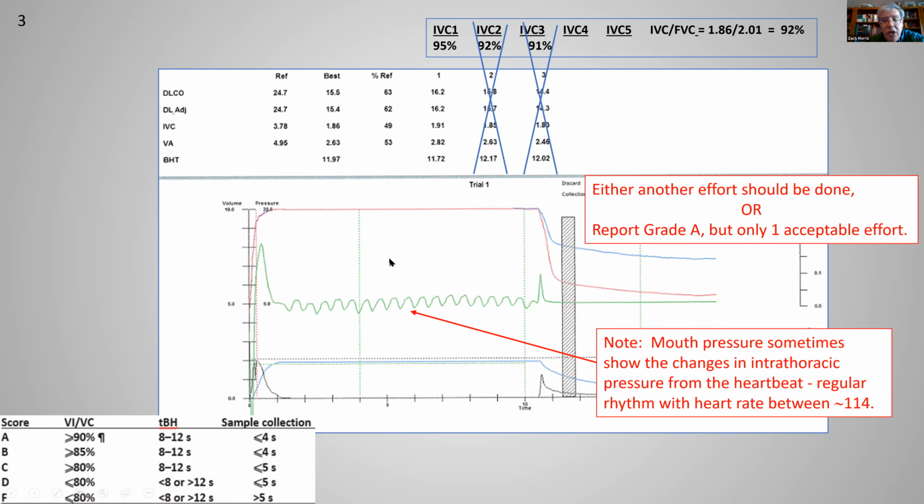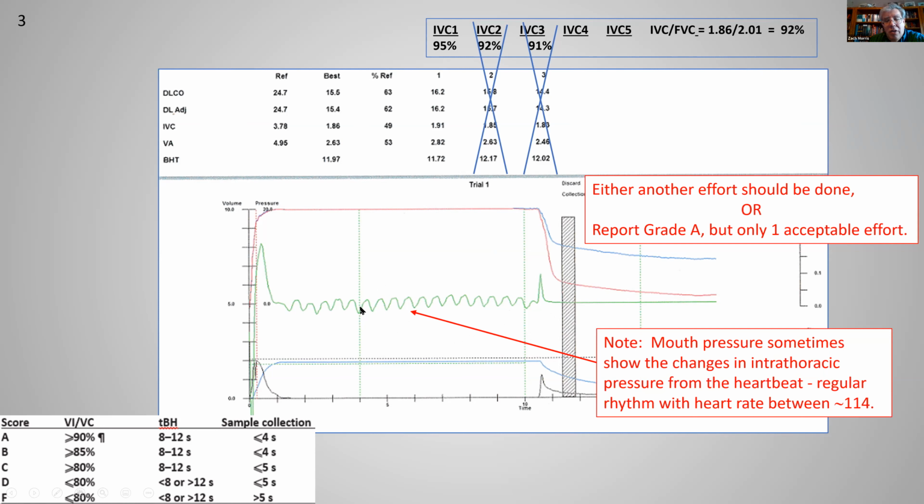Now, notice right here, this is the mouth pressure. Notice how wavy it is. Well, mouth pressure sometimes will show the changes in intrathoracic pressure. When you see this, you're actually seeing the heartbeat. Notice that nice regular rhythm. If you count those over 10 seconds and multiply, it's a heart rate of 114.